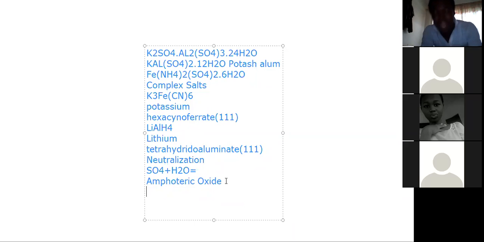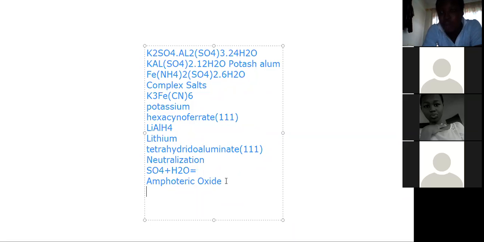So when we say amphoteric, we are saying that these are oxides which can show both basic and acidic properties. So they can react with both acid and alkali to produce salt and water only. An example of amphoteric oxides is zinc oxide. It can behave like an acid, it can behave like a base.